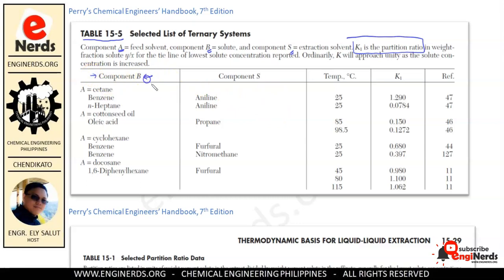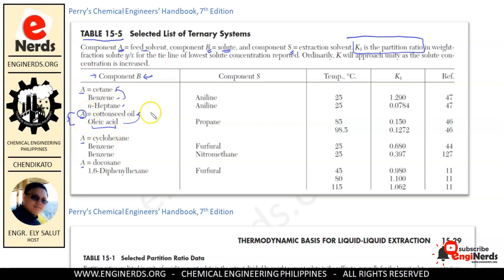So, what is our B? That is the solute, right? This is it. And then here you can see there are values of A. That means our A is the feed solvent. So that means component B could be benzene or n-heptane dissolved in cetane. The same way here, oleic acid dissolved in cottonseed oil. So this is our feed. We have the feed solvent A and our solute B.